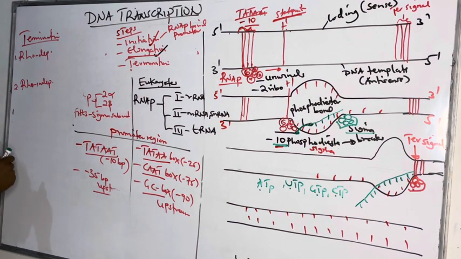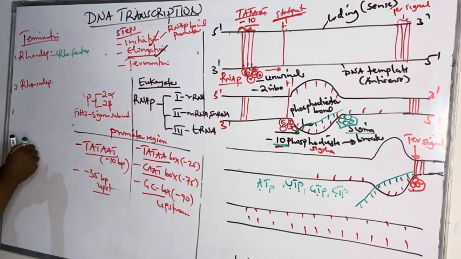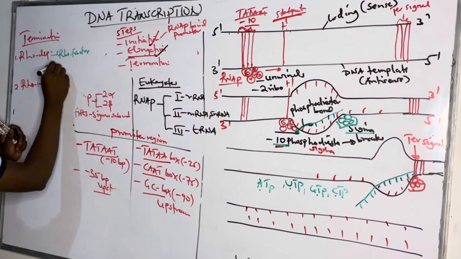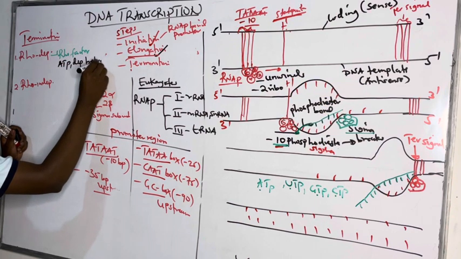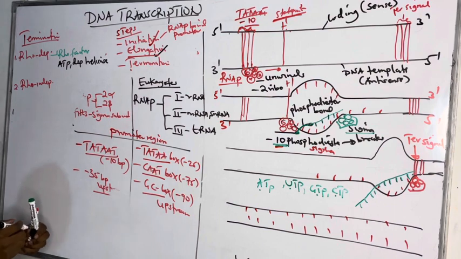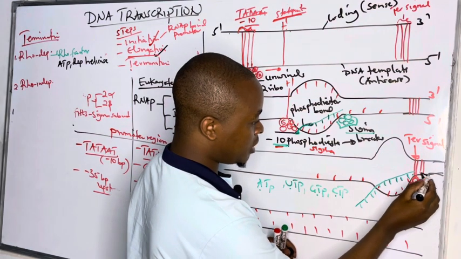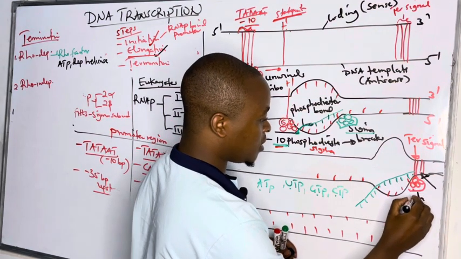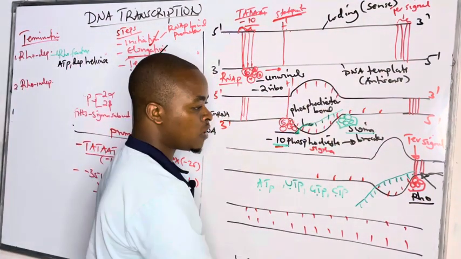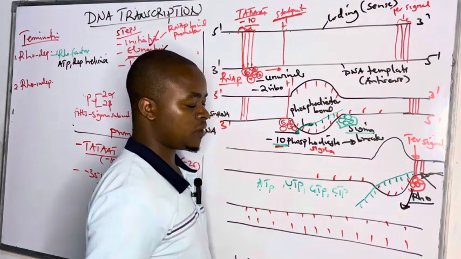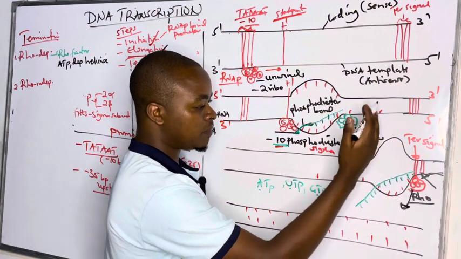In rho factor dependent termination, we use the rho factor. And this rho factor contains an ATP dependent helicase enzyme. So this ATP dependent helicase comes to the termination signal, it adds the rho factor, and this rho factor having ATP dependent helicase displaces the core enzyme. And when it removes the core enzyme, the RNA polymerase, it terminates the chain.